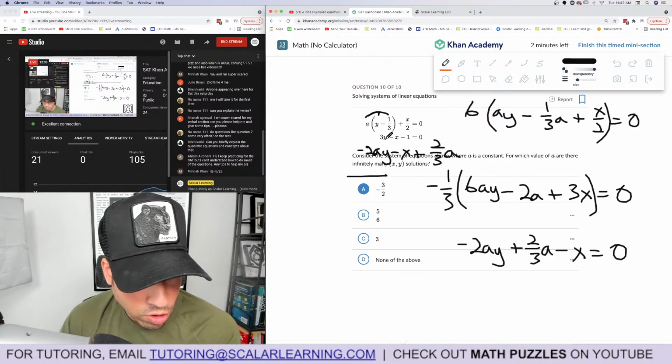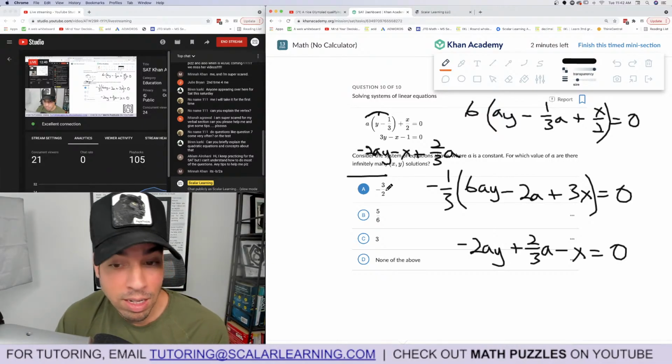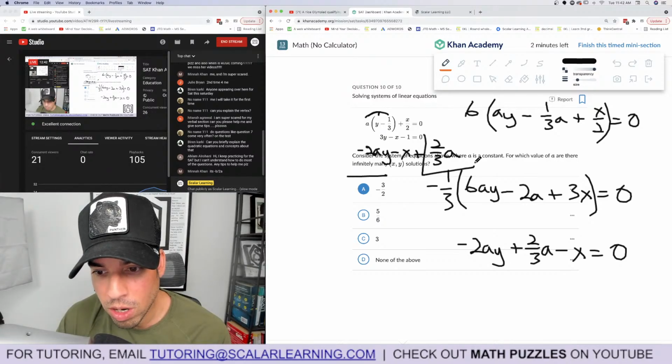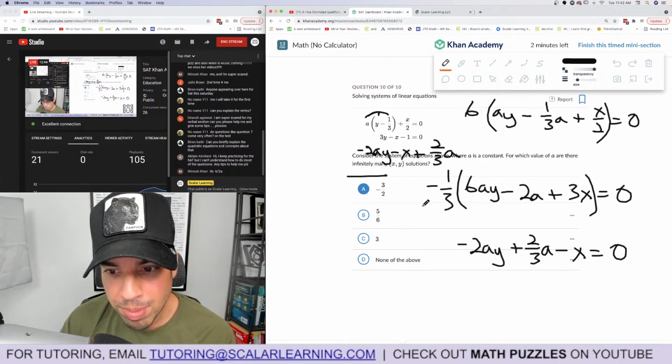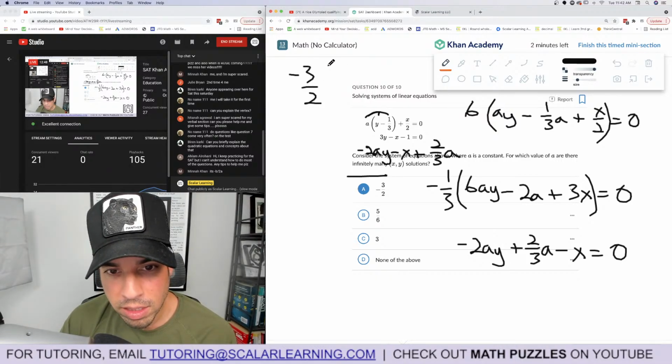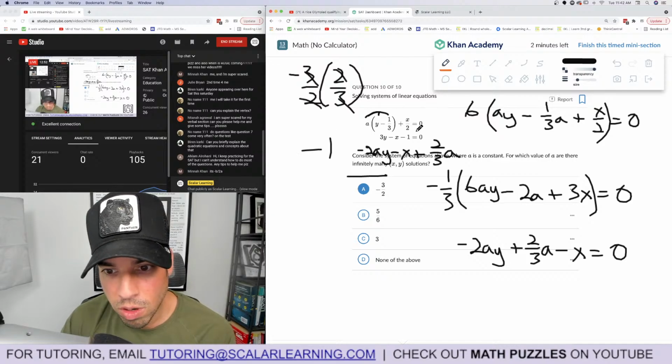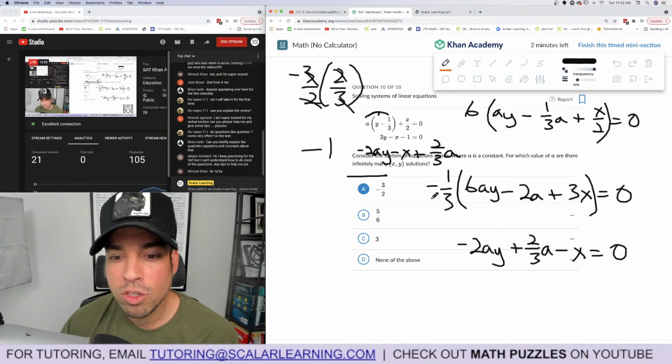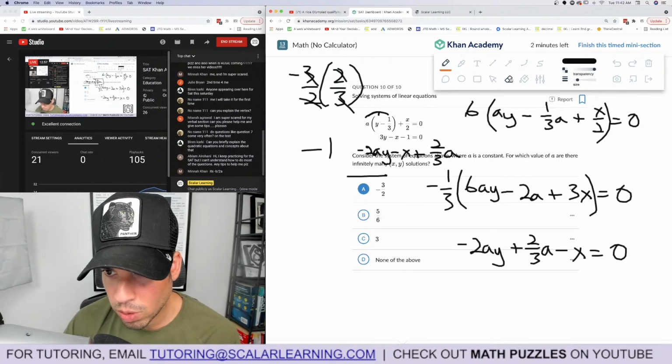Well, what times -2 is 3? -3/2. And then I'm going to double check, does it work here as well? Because if it doesn't, then it might be none of the above. Well, -3/2 for A times 2/3 also gives me -1. That makes it match there. So it works. -3/2 is the winner. Boom, done.